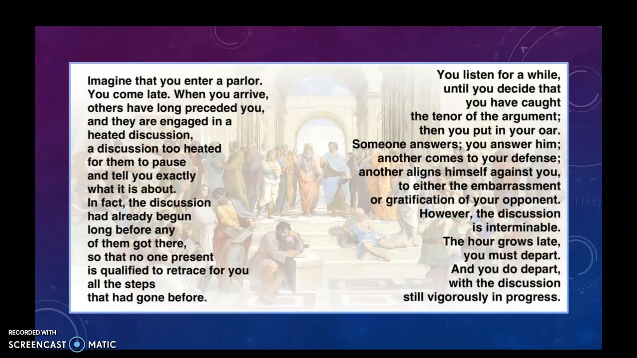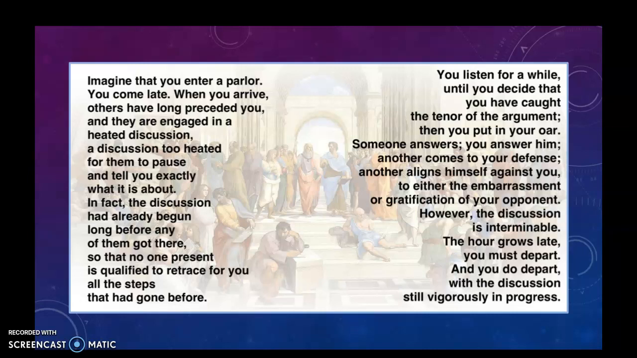Imagine that you enter a parlor. You come late. When you arrive, others have long preceded you, and they are engaged in a heated discussion. A discussion too heated for them to pause and tell you exactly what it is about. In fact, the discussion has already begun long before any of them got there, so that no one present is qualified to retrace for you all the steps that had gone before. You listen for a while until you decide that you have caught the tenor of the argument. Then you put in your oar.